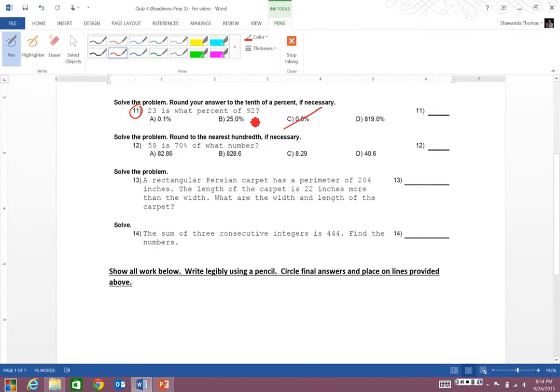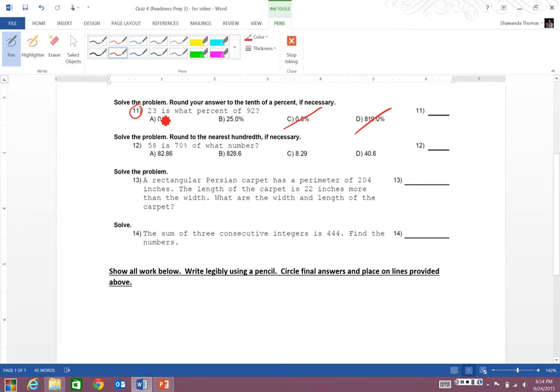23 is what percent of 92? Definitely couldn't be 819% because 23 is less than 92. If it was 100%, it would be 92. 92 is 100% of 92. But this is less. So it would definitely be less than 100. So D is definitely out. So we only have to choose between A and B. And B just seems like the logical answer here. Because 0.1% is a very small number.